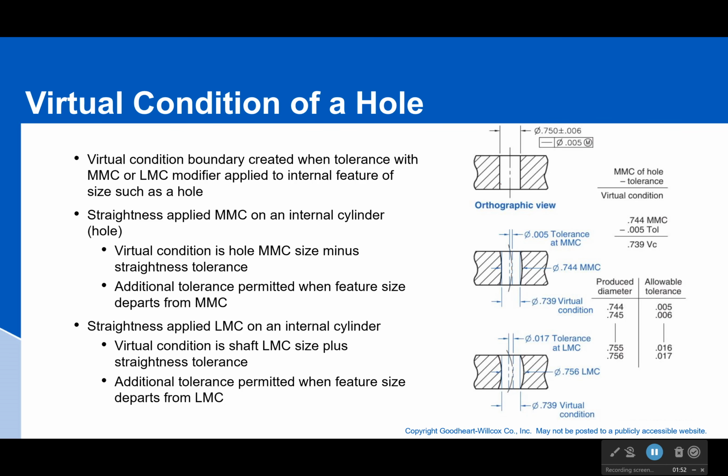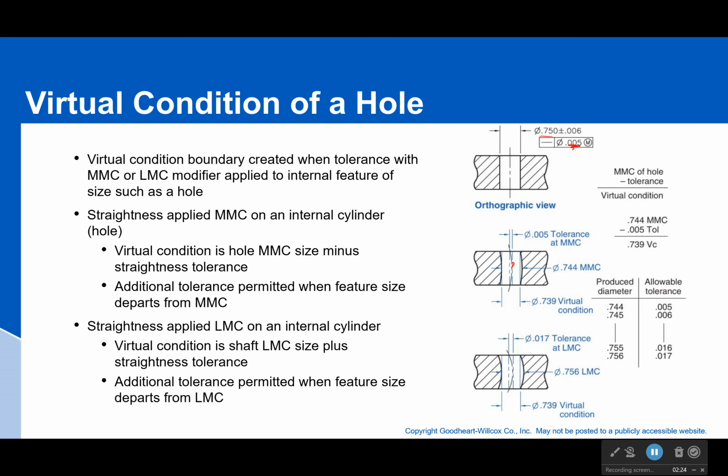Because we can have a perfect cylinder and it can go down to 0.75 minus 0.006. So a cylinder with a diameter of 0.744 at all points is at the max virtual condition. Then beyond that, it's got this variation that's allowed of 0.005. So it can vary back and forth by 0.005. So we're at 0.744. If I vary inward 0.005, well, that's going to be 0.739. That's the virtual condition. It can't break that boundary. If it does, it fails.